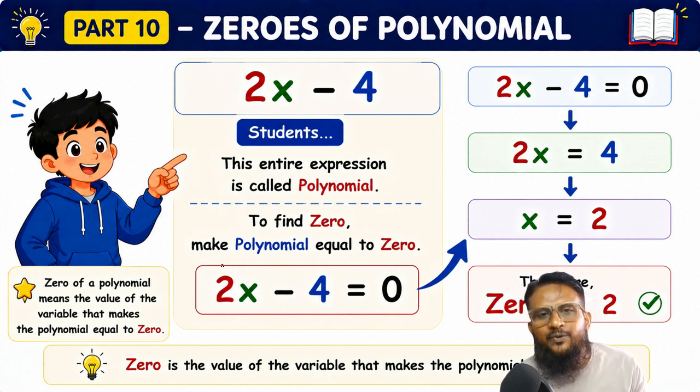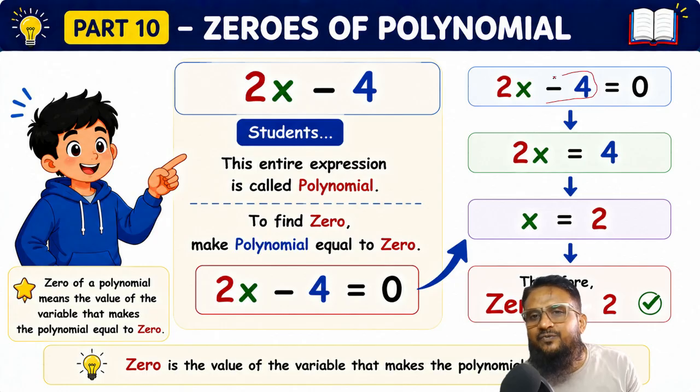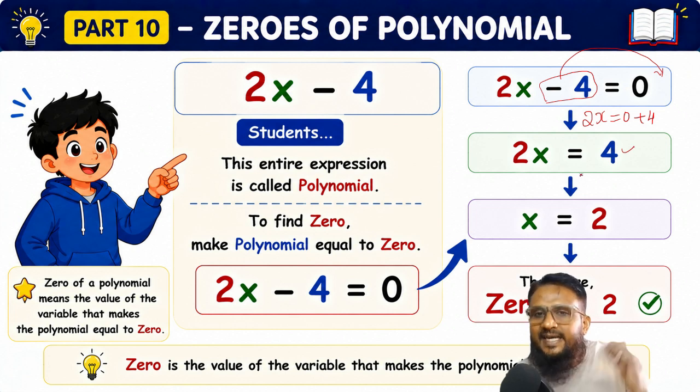To find the zero and make the polynomial equal to 0, I just take this 2x minus 4, I put equal to 0. See how to solve this question, it's very simple. 2x minus 4 equals 0. See this minus 4, if I bring LHS to RHS, then this minus 4 becomes plus 4. This is 2x equals 0 plus 4. 0 plus 4 becomes 4.